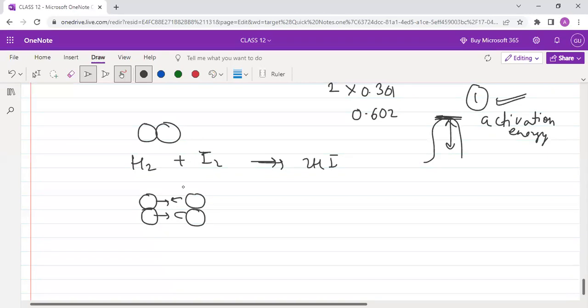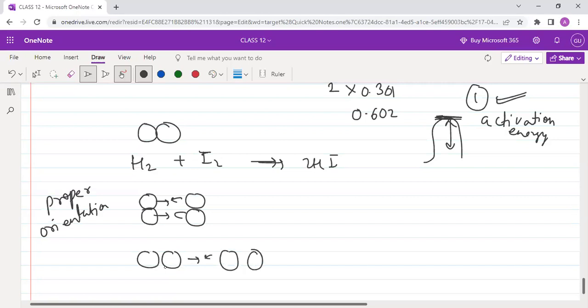And second condition of the collision is proper orientation. That means the molecules should collide head on. Head on collision should be there. If the molecules are colliding like this, then proper reaction won't take place because these two are not participating. These two are not colliding, right? Or if they are colliding in this manner, then also it's not effective. The orientation should be proper. These two conditions are necessary for an effective collision.